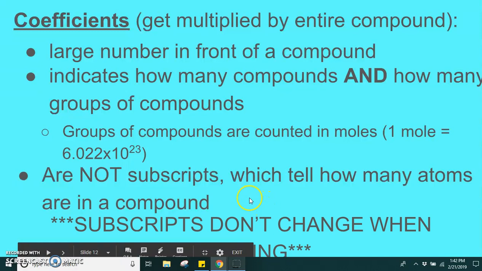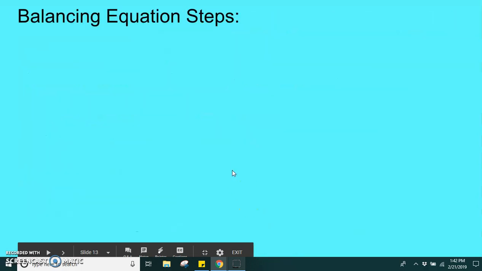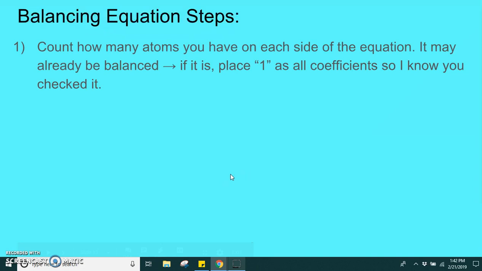So subscripts don't change. The coefficients change when you're balancing, but not the subscripts. So balancing equation steps, if you just follow a few basic steps, you'll be able to balance any chemical equation. Count how many atoms you have on each side of the equation.